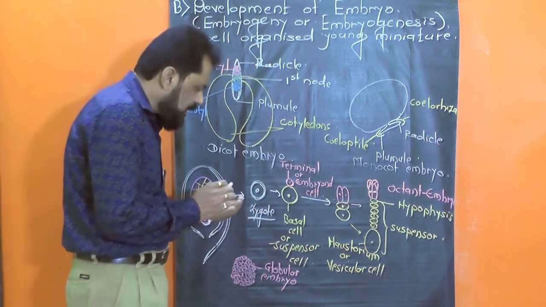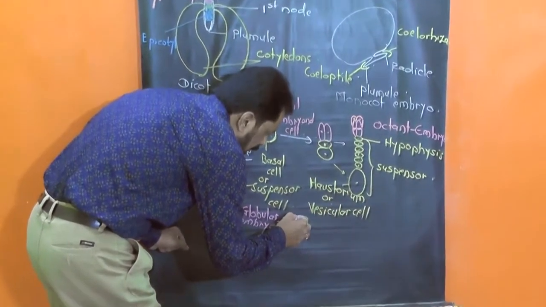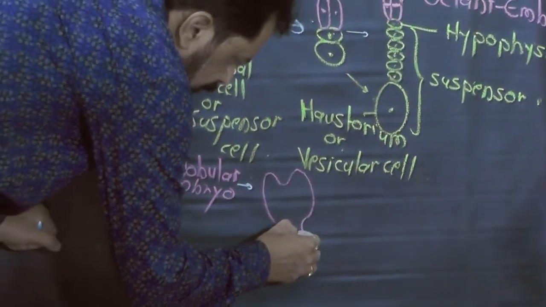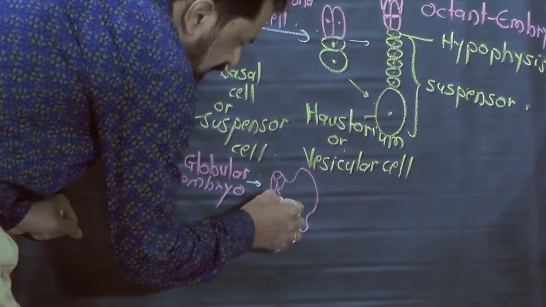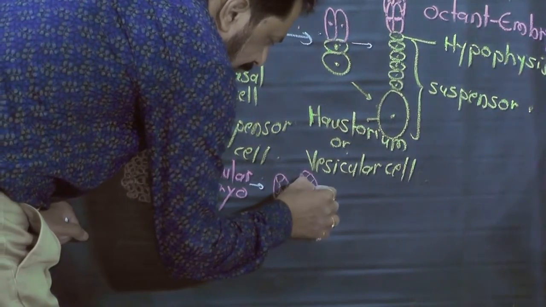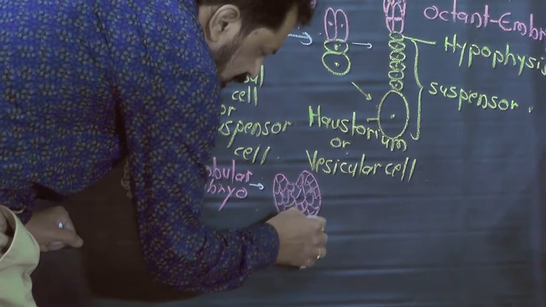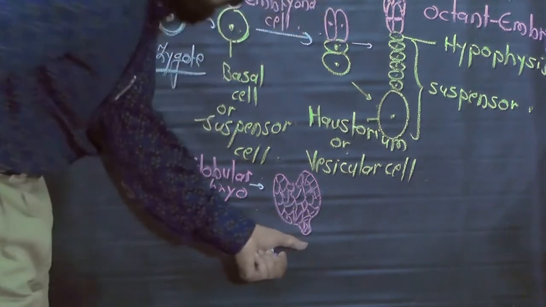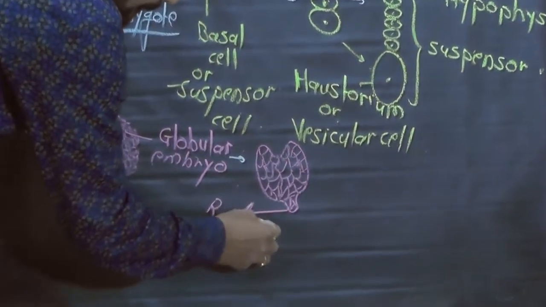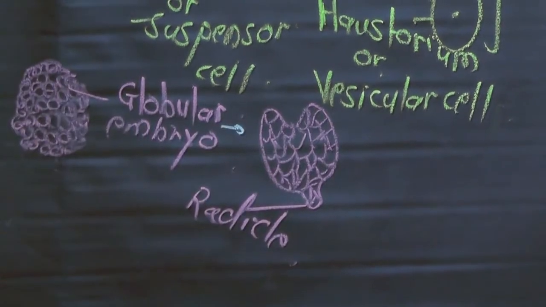Now this globular embryo slowly gets converted into a heart-shaped embryo. This is because of the formation of radicle, hypocotyl and less distinct cotyledons. Please look here. I am going to show, this is the radicle, then its lower part the hypocotyl, and these are the less distinct cotyledons.